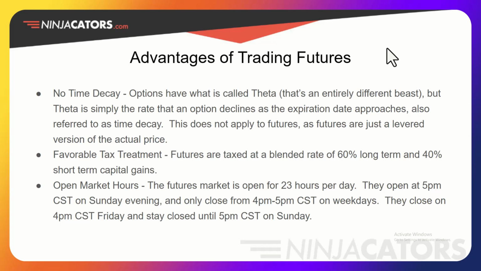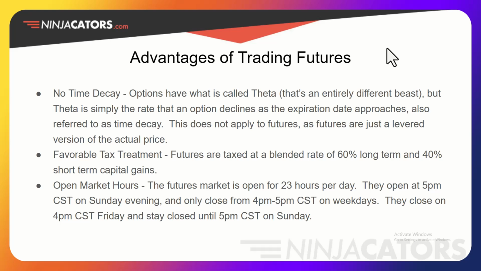And next, the open market hours. It's open for longer than the stock market. So the stock market is open in Central Time from 8:30 to 3 every single day. And the futures open for 23 hours per day. They open at 5 p.m. on Sunday evening. That's Central Time.